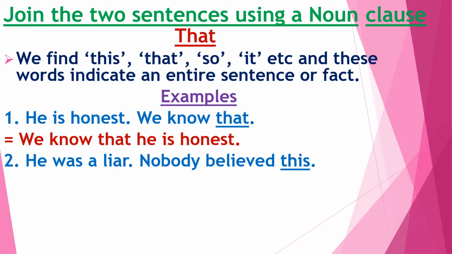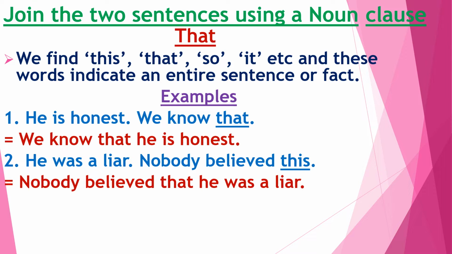Now see the next example. He was a liar, nobody believed this. Look at the second sentence. In this sentence we find "this," and this indicates the entire sentence "he was a liar." That's why we can join these two sentences using "that." At first we use the sentence where we find "this." So "nobody believed," and we remove "this." Whenever we find this, so, it, we need to remove it. So in "nobody believed this," we remove "this" and use "nobody believed." Then the joining word "that." Then the first sentence, "he was a liar."